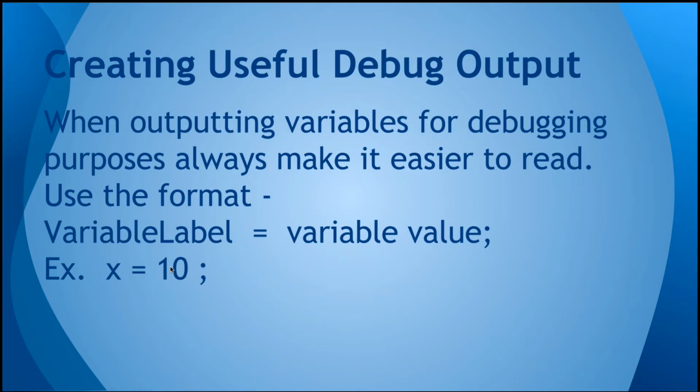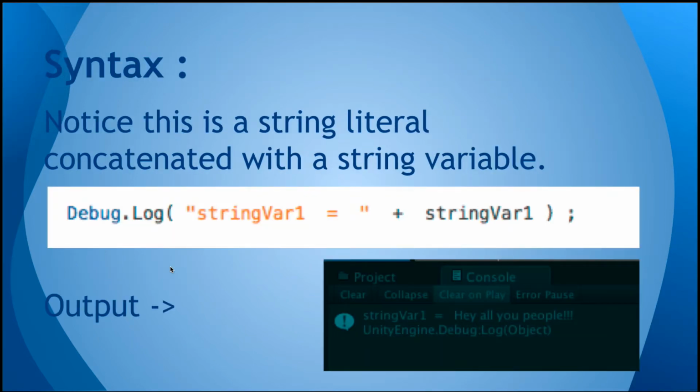In this class, we're using GUIText largely to take the place of the Debug.log, or in addition to the Debug.log, so that I can see your output when you submit them. When you do this, always use the format variable label equals variable value. For example, x equals 10. And here's the actual syntax. This is a string literal concatenated with a string variable.